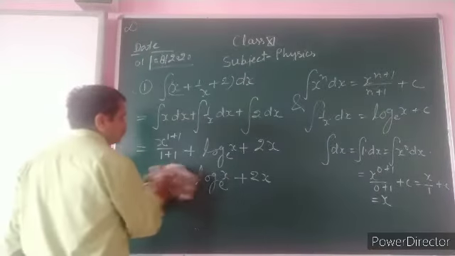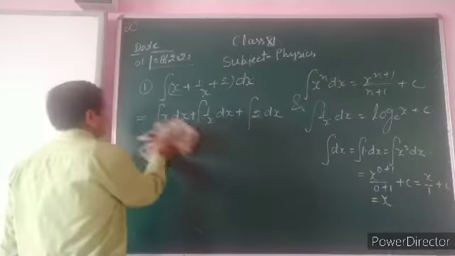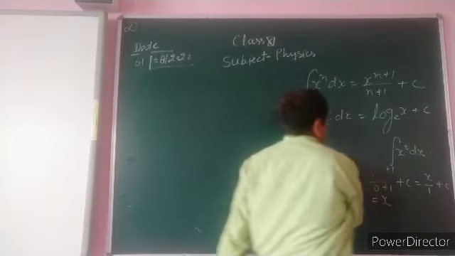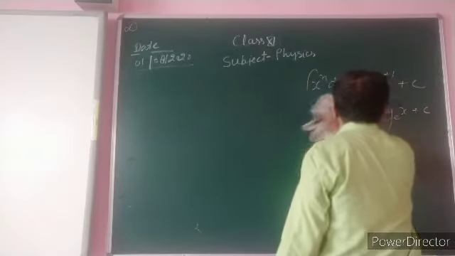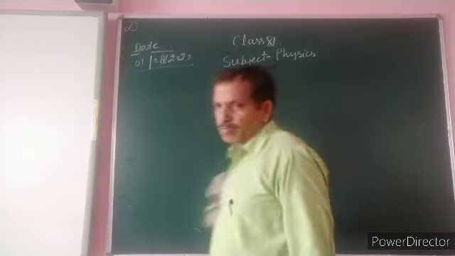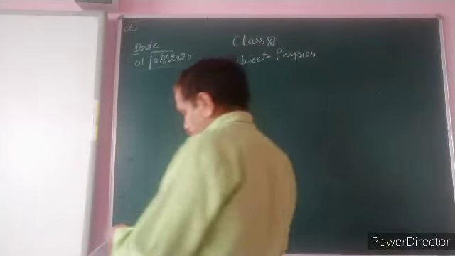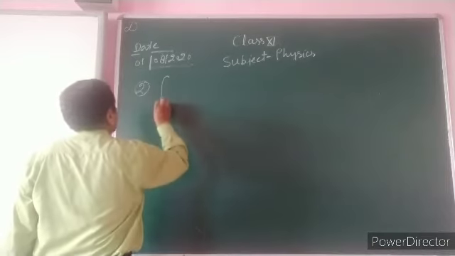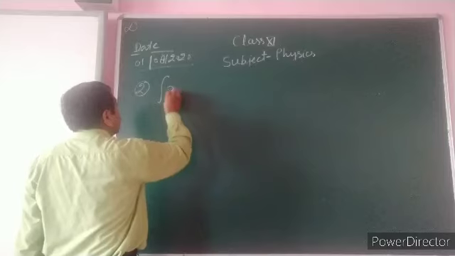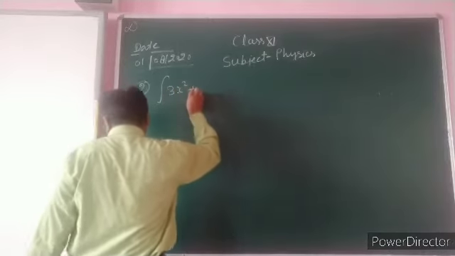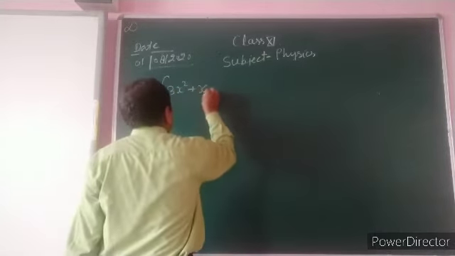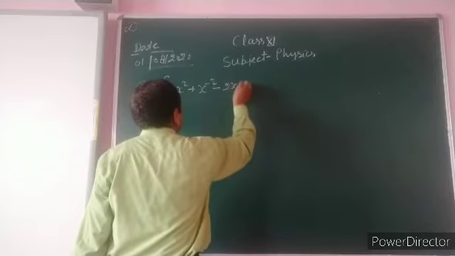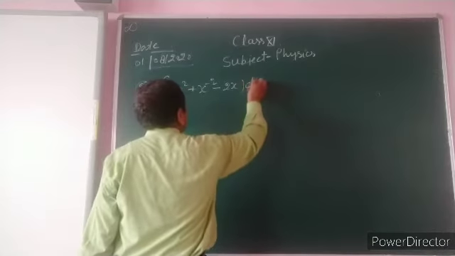Next question. Question second, integral of (3x square plus x to the power minus 2 minus 2x) dx.